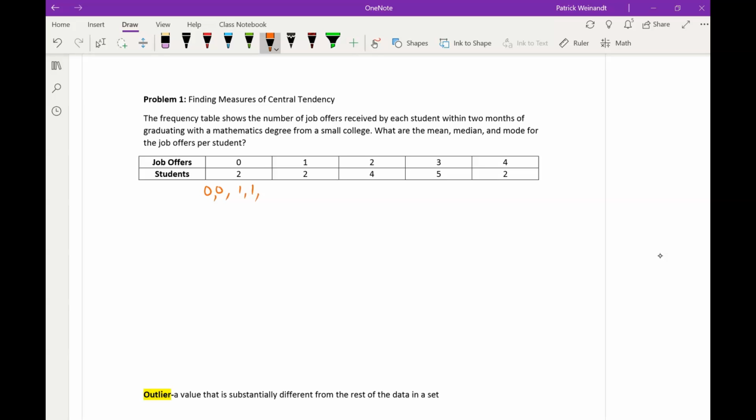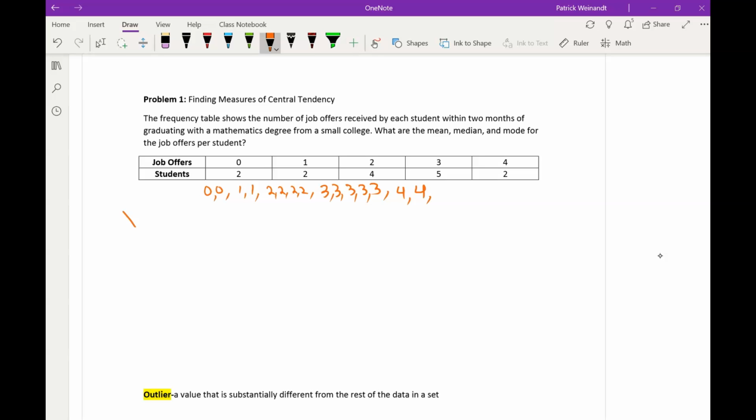There's going to be 2. 4 students had 2 job offers, so we have 2, 2, 2, 2, 4 times. We have 5 students who received 3 job offers. And we had 2 students receive 4 job offers. Okay, so we want to find the mean, median, and mode for the job offers.